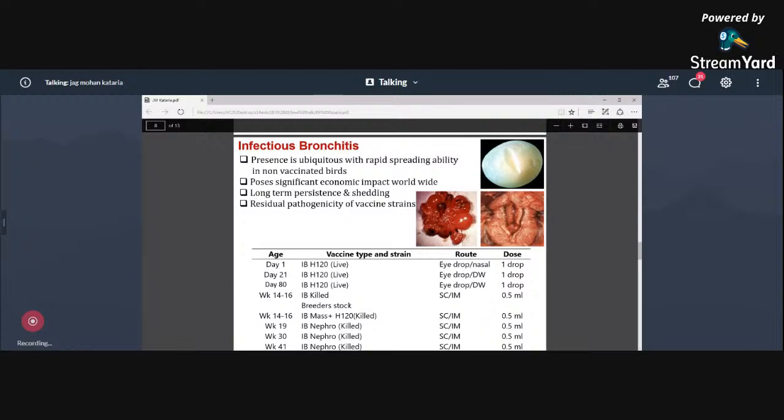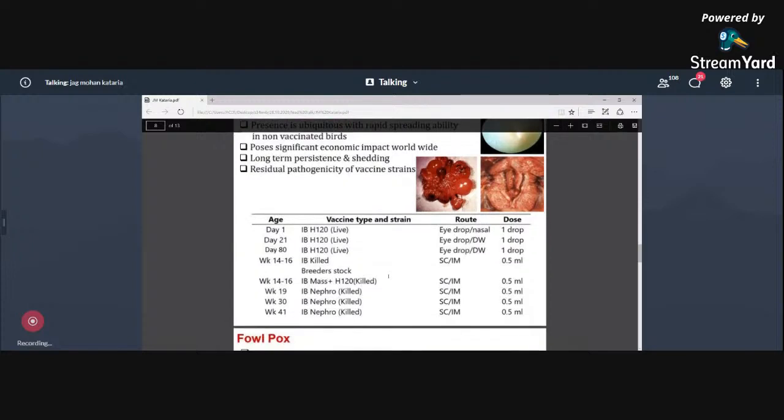Now if we come to the vaccines, we can lift the slide slightly. The table I want to show. Yeah, thank you. So you can see in IB again all imported strains are being used: H120, IB killed, H42, H52, 41, like that. There are so many vaccines.